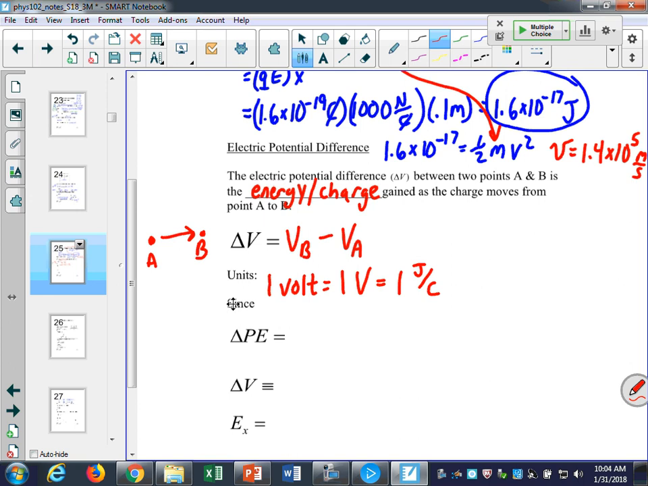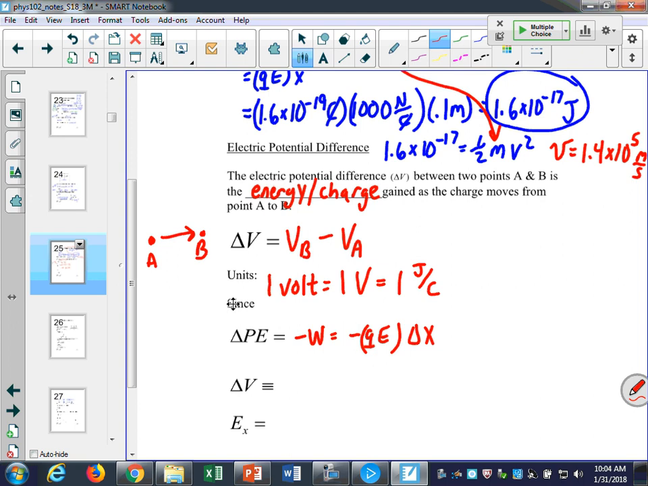Since the change in potential energy is equal to the negative of the work, which is equal to negative qE times delta x. We've already seen that before, right? The negative is there because if KE goes up, PE goes down. That's where that negative comes from. This is our force, this is our distance, force times distance gives us work, and that causes a change in potential energy.